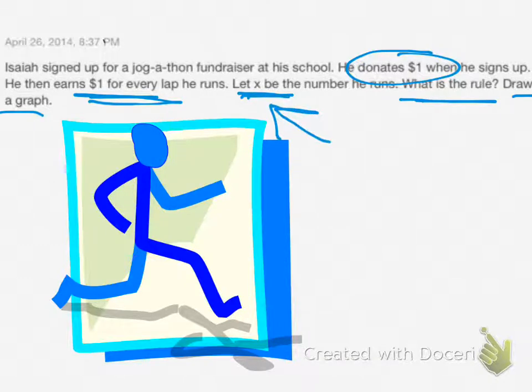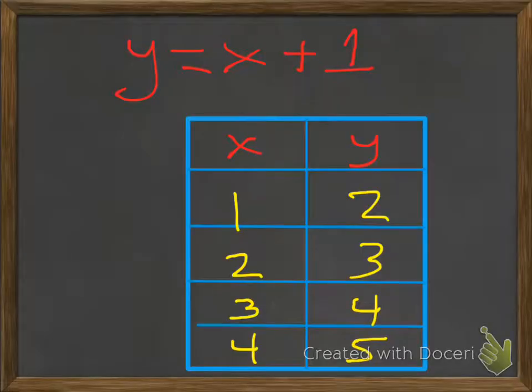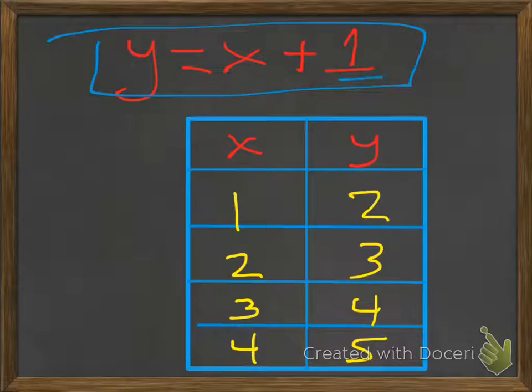So what's that rule? Well, the rule is y equals x plus 1. That 1 here is that dollar that he donated. The x is, again, how many laps he runs. And we don't know yet, but we can guess.